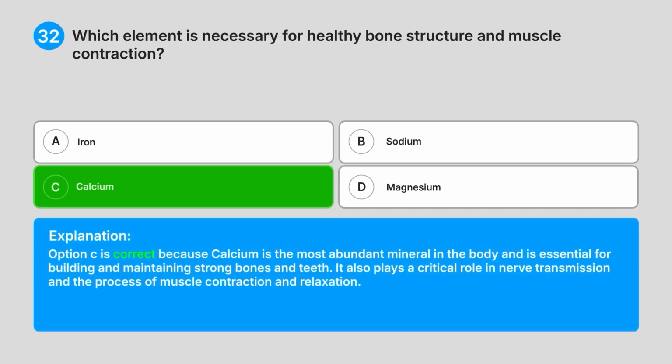Explanation: Option C is correct because calcium is the most abundant mineral in the body and is essential for building and maintaining strong bones and teeth. It also plays a critical role in nerve transmission and the process of muscle contraction and relaxation.